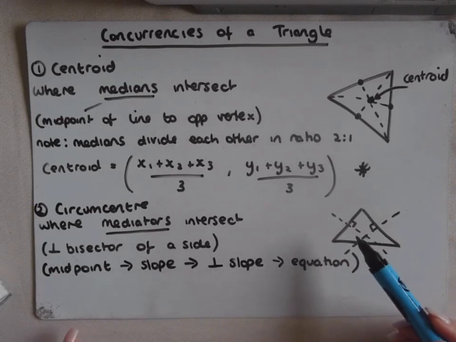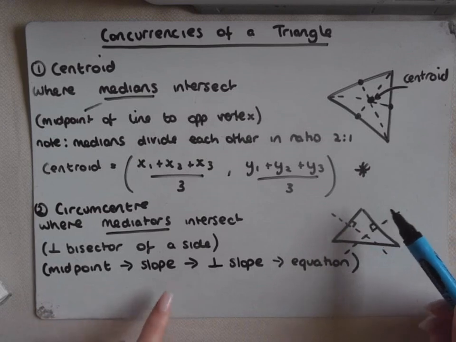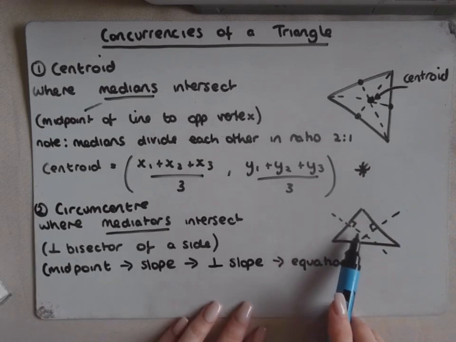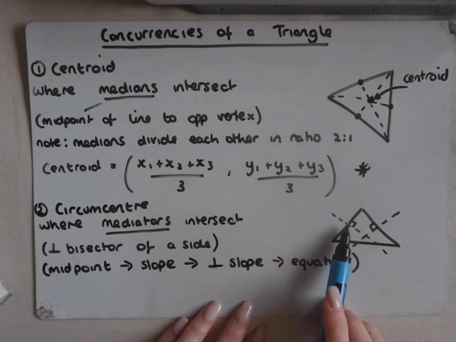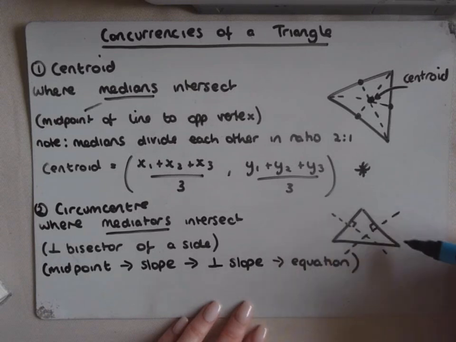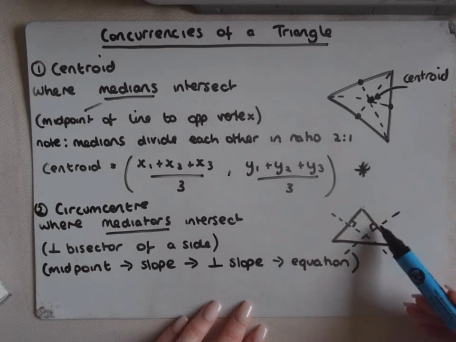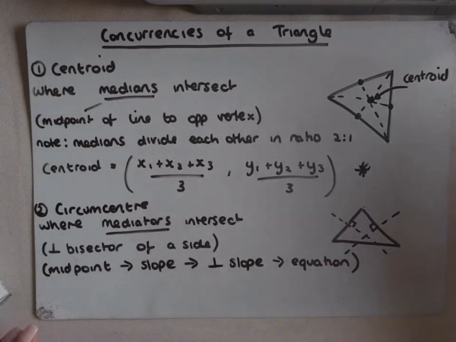So the way you do that is you'd get the midpoint of this side, okay? Then you'd get the slope of this side. Then you'd get the perpendicular slope because you're interested in this line, this dotted line, and then you'd get the equation. So the equation would have the perpendicular slope and this midpoint. And you do the exact same thing for over here. So you'd get the midpoint of this side, you'd get the slope of this side, and you turn it upside down because you're only interested in the perpendicular slope, and then you'd get the equation. Okay, so that's circumcenter. I'll do an example of these in a minute.